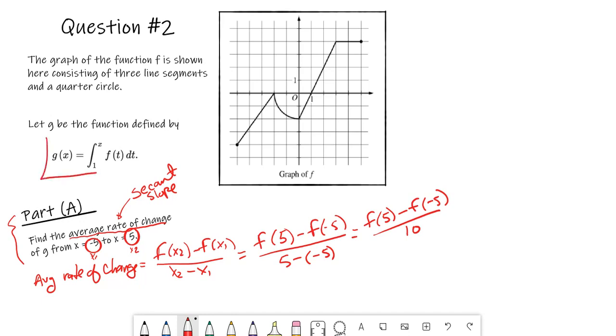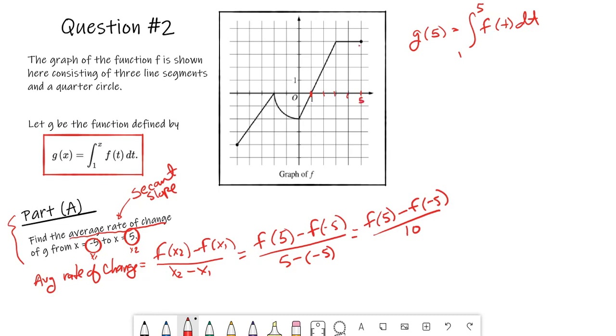Now we go back to this definition they gave us. G of 5 is going to equal the definite integral from 1 to 5 of f of t dt. Here is 1, 2, 3, 4, 5. This is our definite integral. We don't have a function, so we use area. We first learned definite integrals by calculating areas and using Riemann rectangles and things of that nature. So we'll calculate area here.